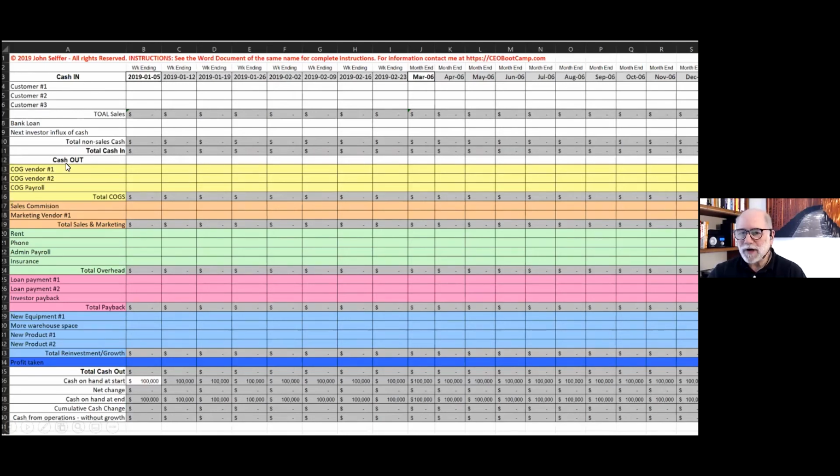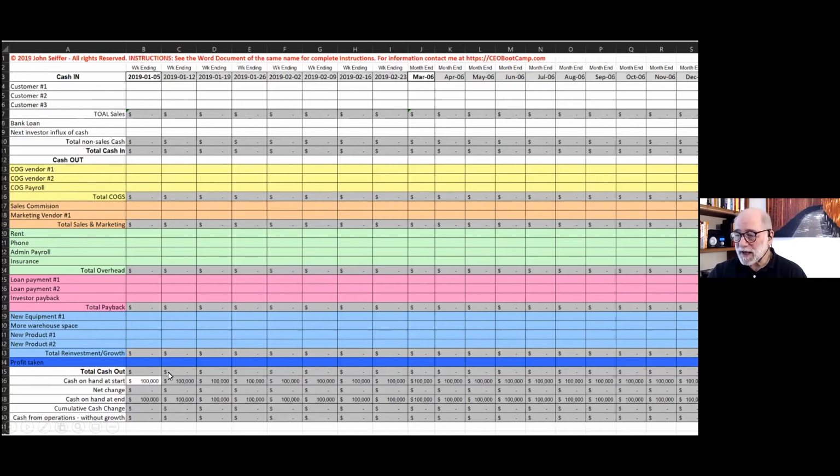And then you break your cash out by reasons. So the yellow is for your COGS, cost of goods sold. Your orange is for customer acquisition. Your green is for the overhead. The pink is for the payback. And then if you really want to get granular, you take any money that you spend on growing the company into the blue section. It's a lot of work and not always worth the effort, honestly, but sometimes it is, to really give you an idea.